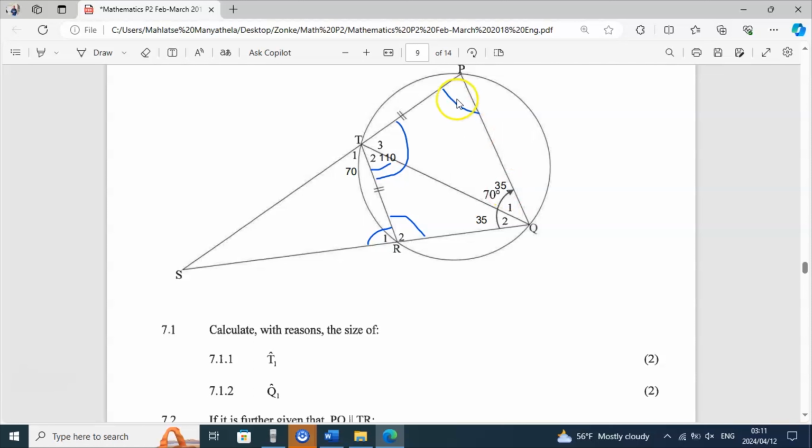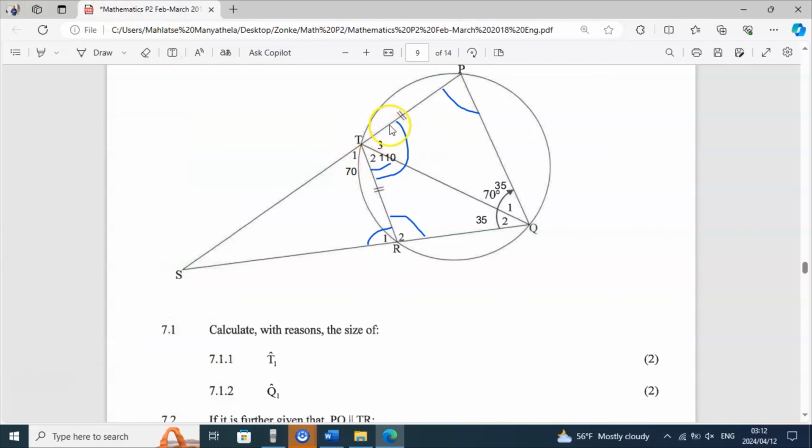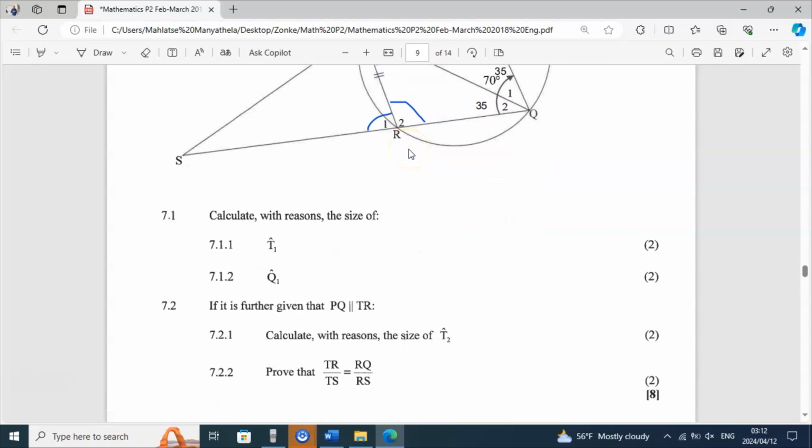We have 70 here. We have 35. What will be the size of angle T3? 70 plus 35, you add them up. You subtract the answer from 180. It gives you 105. 180 minus 105 will give you the size of angle T3, which is 75 degrees. Okay, T3 is 75 degrees. Okay, let's check the other questions.